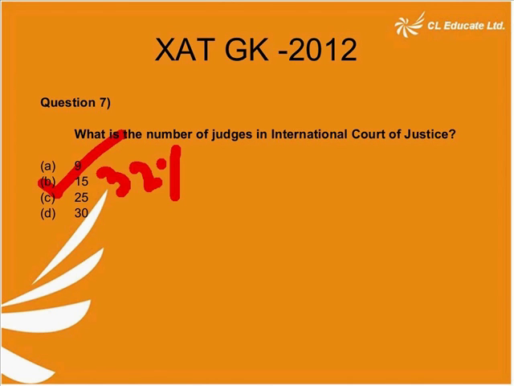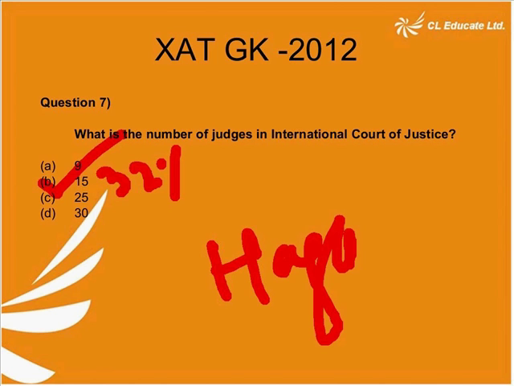So any other information about the ICJ? Where is the ICJ located? Hague. Yes. Hague is in which country? Some of you are telling it is in Holland. Some of you are telling it is in Netherlands. Some of you are telling it is in Germany. What is the correct answer?